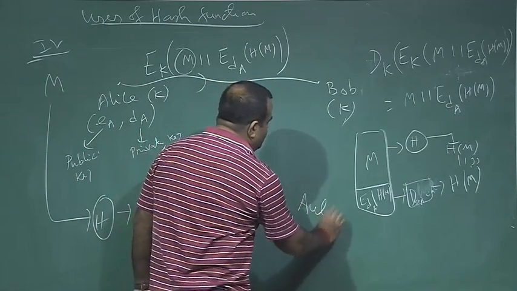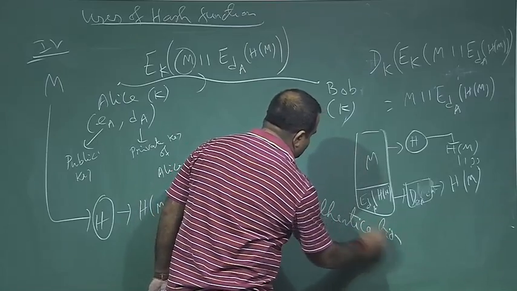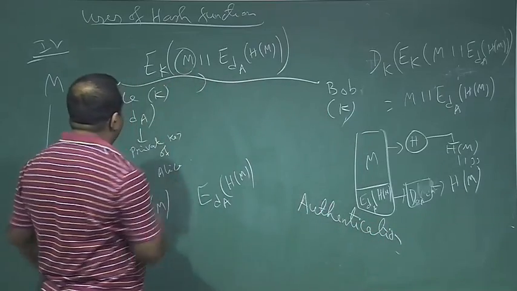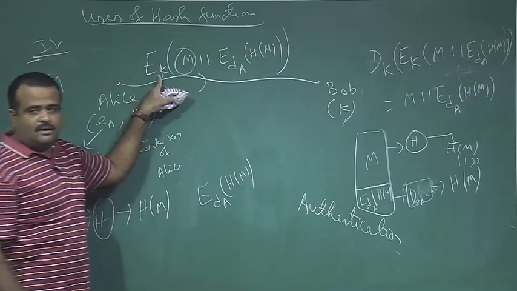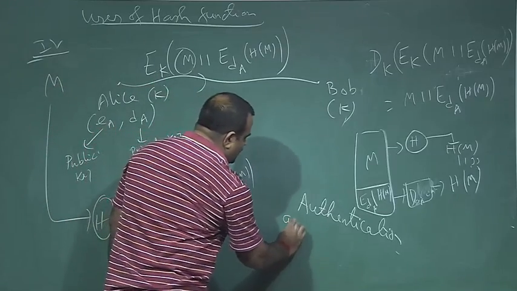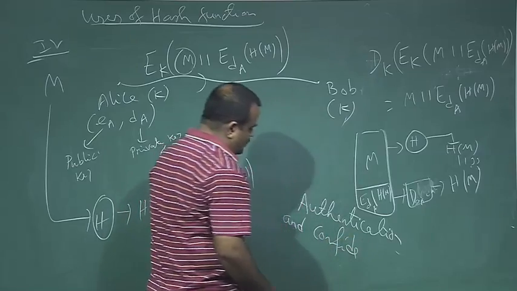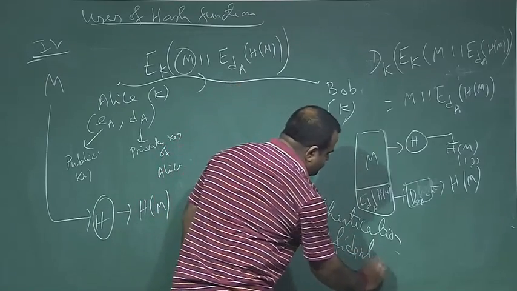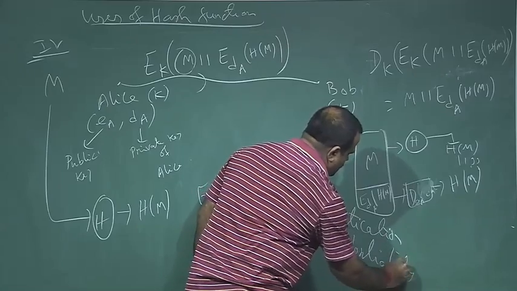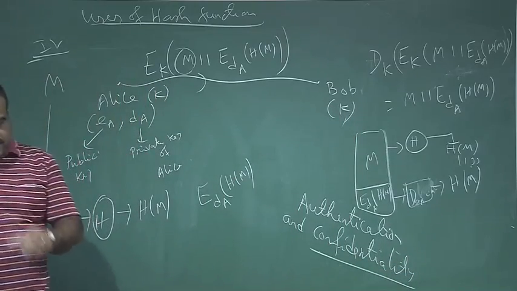So, here we are having both the authentication and the confidentiality of the message, because the message is not becoming public. We are using another level of encryption, symmetric key encryption. So, authentication and confidentiality, both are achieved here. Okay.